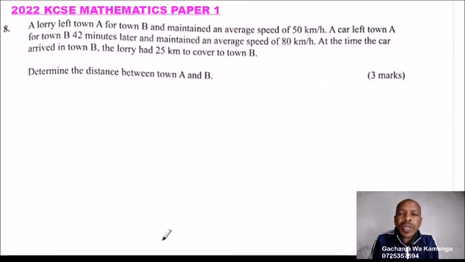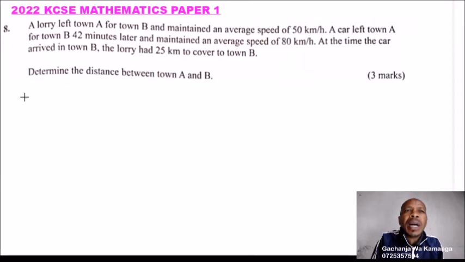This is question number 8, 2022 KCSE Mathematics Paper 1. We are told a lorry left town A for town B and maintained an average speed of 50 kilometers per hour. A car left town A for town B 42 minutes later and maintained an average speed of 80 kilometers per hour. At the time the car arrived in town B, the lorry had 25 kilometers to cover to town B. Determine the distance between A and B.